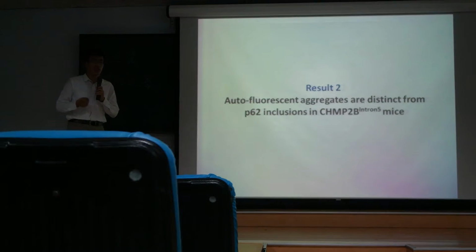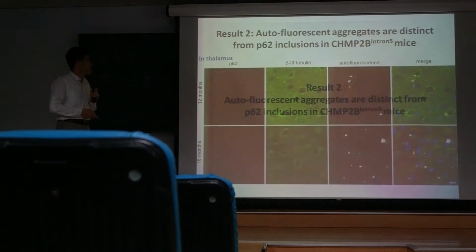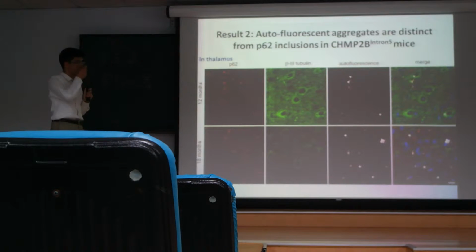And then the author wants to distinguish the autofluorescent aggregates from the P62 inclusion, which I just mentioned before, which can be observed in many dementia patients. So he used the P62 antibody to recognize the P62 inclusion and beta-3 tubulin to recognize the neurons. In the merged images, we can see less co-localization between the P62 and the autofluorescence.